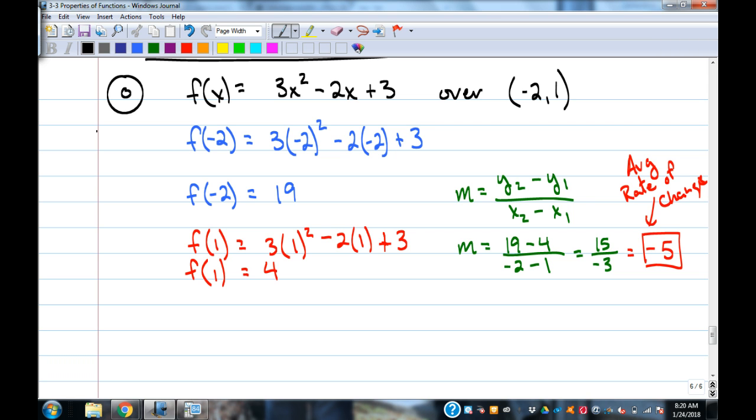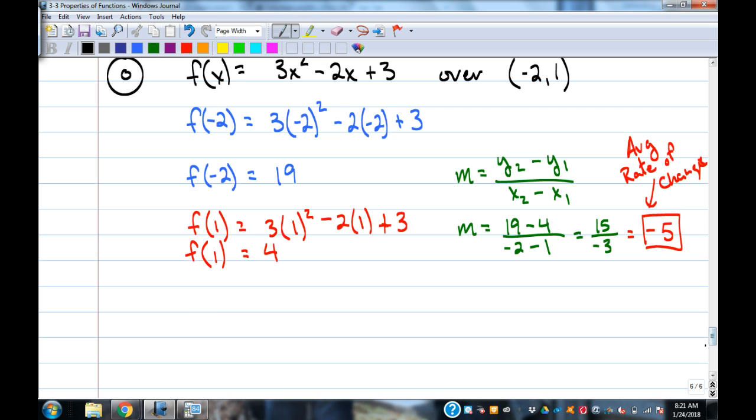Now we can use y equals mx plus b. What's m? Negative 5. So we plug that in place of m. And then we can use one of the ordered pairs for x and y. Which ordered pair do we want to use? 1, 4. It's smaller numbers, so that would be easier to use. So I'm going to use 1, 4: 4 for y, 1 for x.